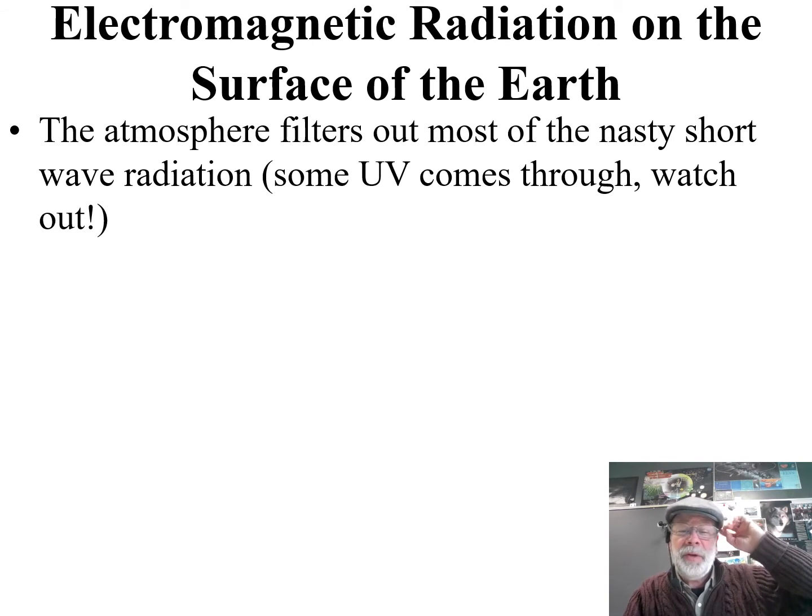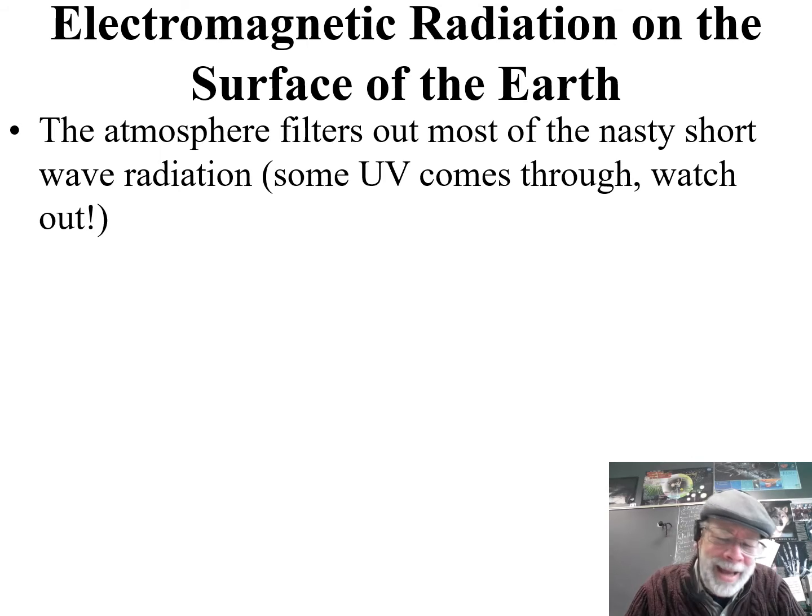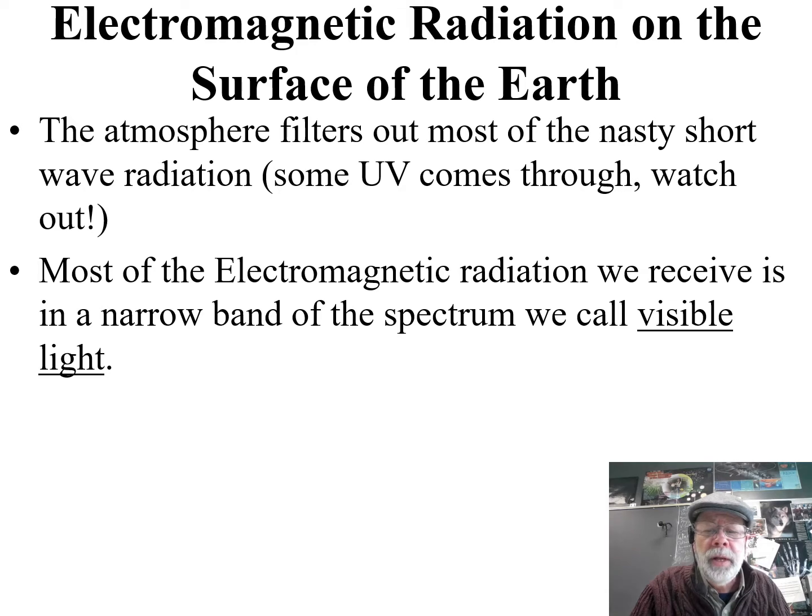So electromagnetic radiation at the surface of the Earth. Well, the atmosphere. The nasty radiation coming from the sun, all the ultraviolet, X-rays and stuff like that, the atmosphere, very fortunately, filters most of that out for us. And it's a good thing it does, too. The ozone layer is the super protective part of the atmosphere that really shields us from the nasty rays. So most of the electromagnetic radiation we receive is in a narrow band we call visible light. I think I said that.